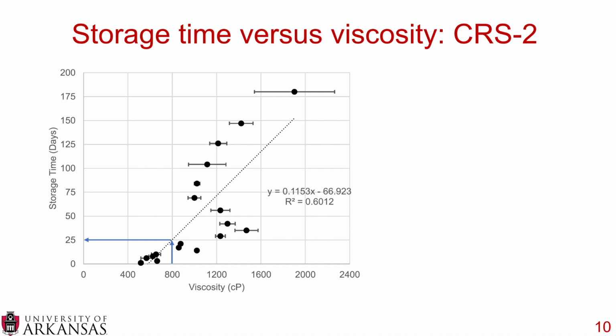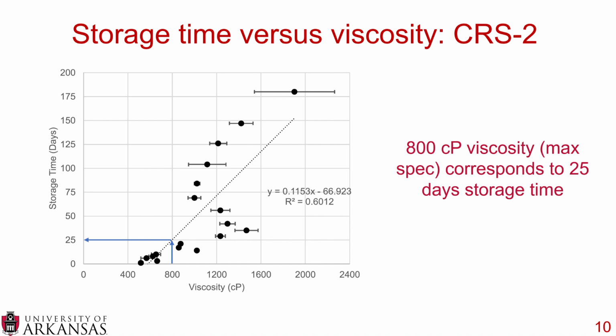Now, another thing that Pedro did was he attempted to, again, get some preliminary specifications. So what we did is we also measured the viscosity at each one of these time periods. So we have up to 180 days of storage time, and you can see the viscosity is increasing. It's not a tremendously strong trend, but it is going up. And what we did is at 800 centipoise, which is the maximum value, we found a storage time of 25 days for the CRS-2.